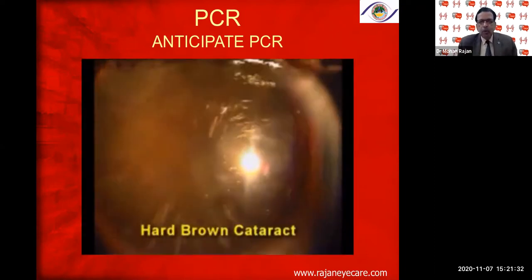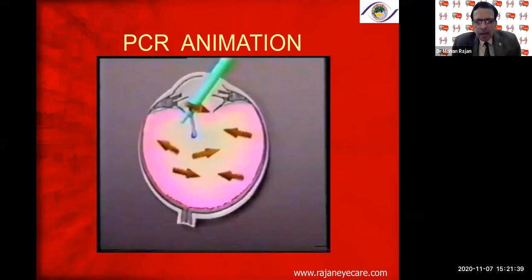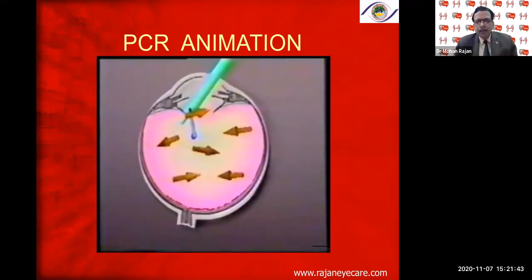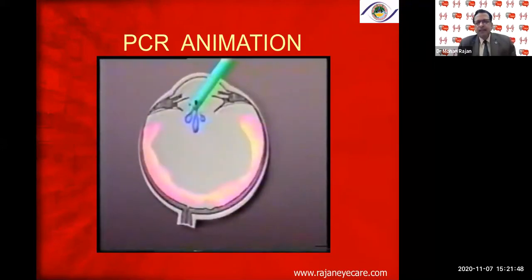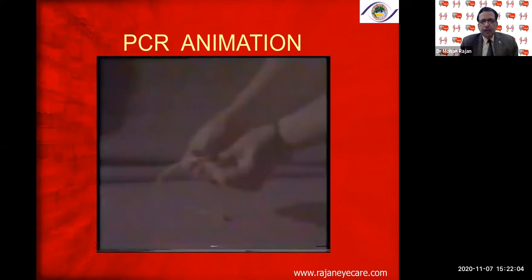You need to have a plan A, plan B, plan C before you operate on them. When you have PCR, this is an animation which has been given by Dr. Bobby Osher. You can see here, when you have a PCR, if you use coaxial irrigation aspiration, coaxial meaning the irrigation and aspiration are in the same port, then more and more vitreous gets hydrated and starts coming into the anterior chamber. That gives traction on the macula and the vitreous base as well, and what is initially a small tear can become a very huge tear.